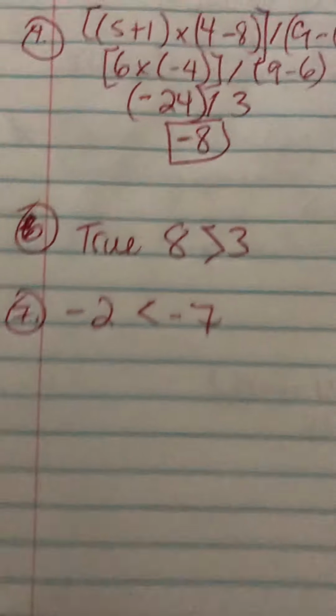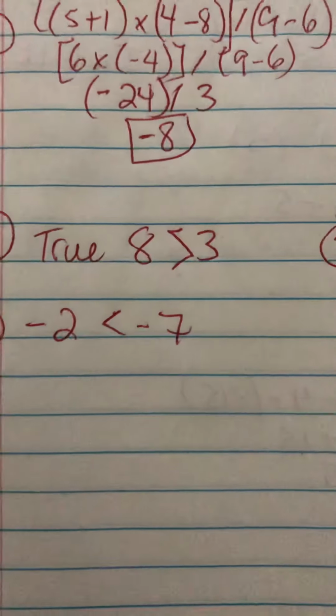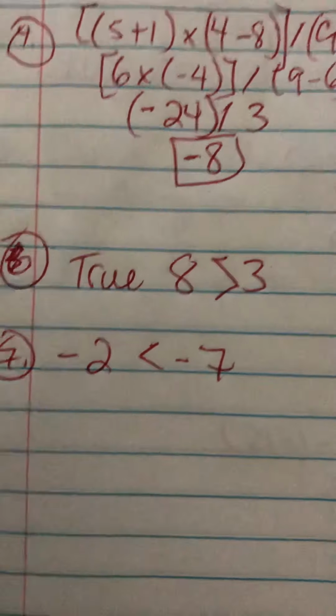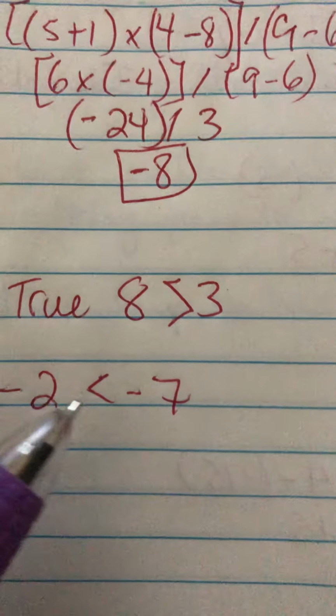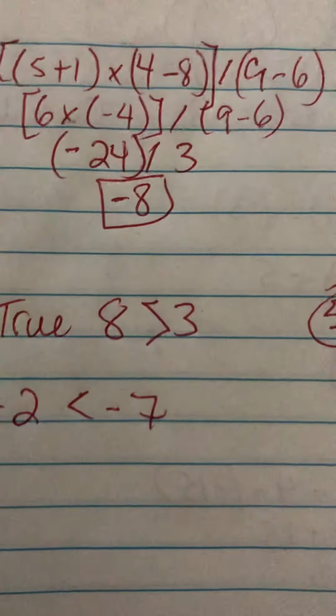So we have number 7 now. It says negative 2 is less than negative 7. According to what you just learned, think about a number line, whatever you need to do to write this out. This says -2 is less than -7. Remember, this is the less than symbol because the point is pointing towards a smaller number. The bigger part is open towards a larger number.